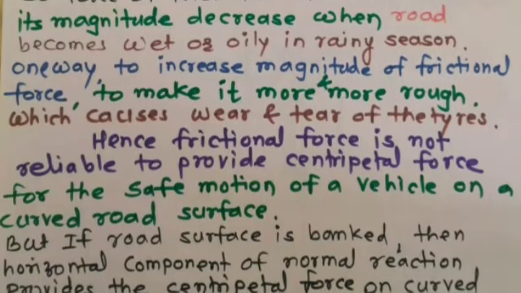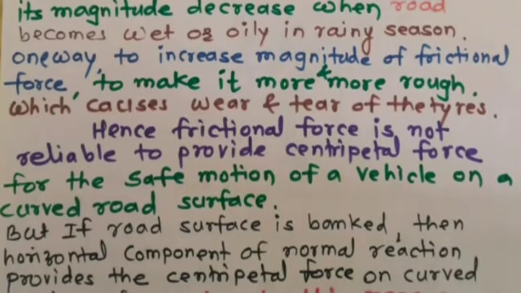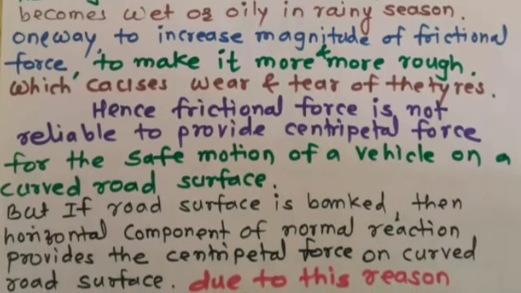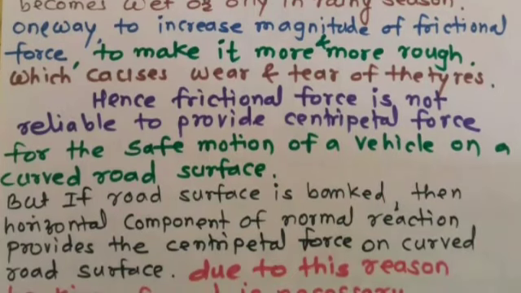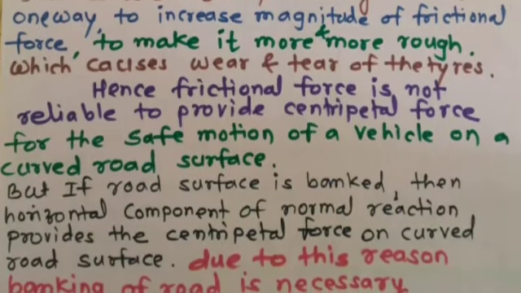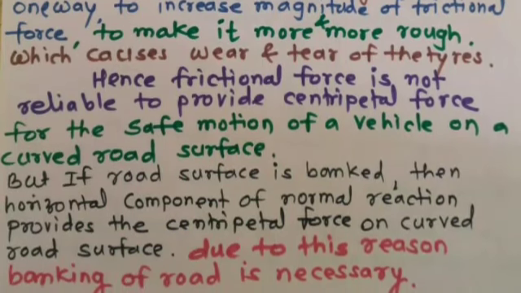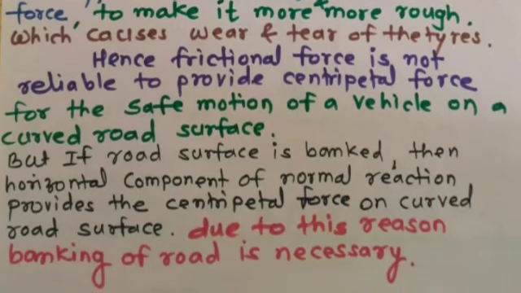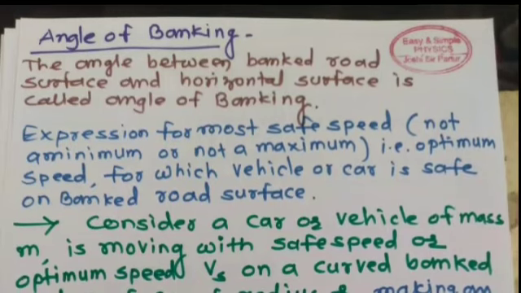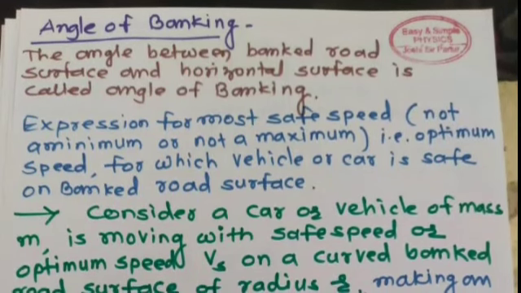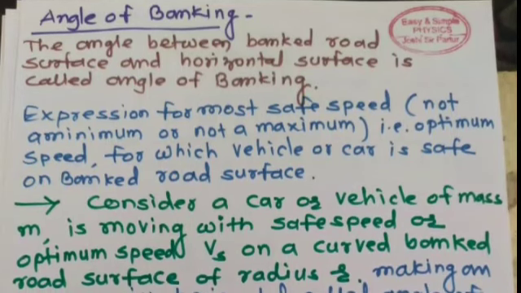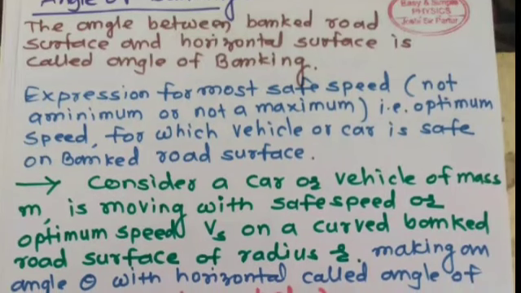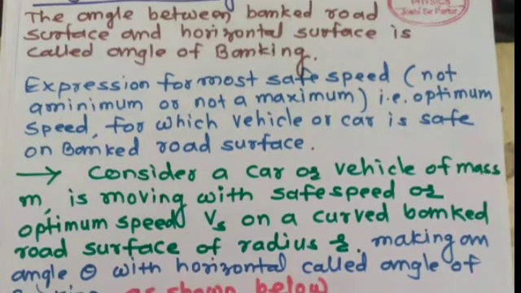But if road surface is banked, then the horizontal component of normal reaction provides the centripetal force on curved road surface. Due to this reason, banking of road is necessary. Let us see angle of banking. The angle between the banked road surface and horizontal surface is called angle of banking.